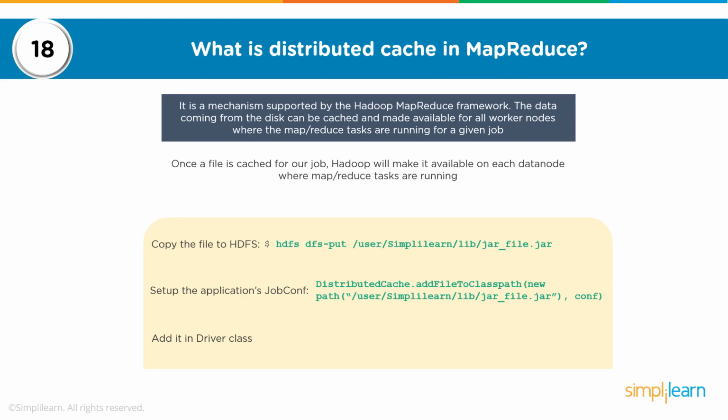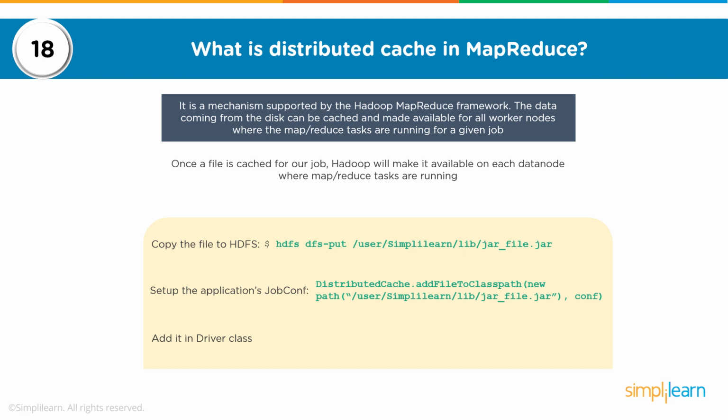What is distributed cache in MapReduce? Now we know that when we talk about MapReduce, the data which has to be processed might be existing on multiple nodes. So when you would have your MapReduce program running, it would basically read the data from the underlying disks. Now this could be a costly operation if every time the data has to be read from disk. So distributed cache is a mechanism wherein data set or data which is coming from the disk can be cached and available for all worker nodes.